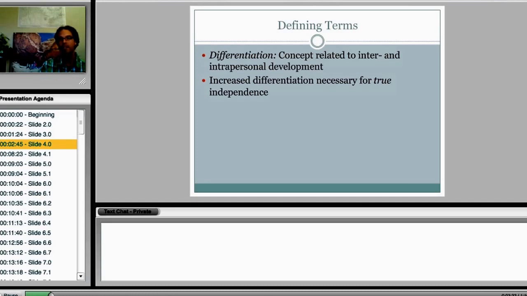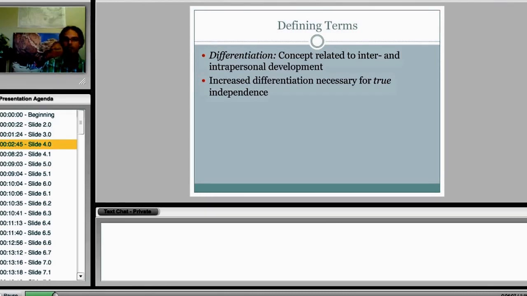The differentiation we're going to be talking about today relates to how one goes about making sense of the world for themselves, and also how they make sense of the relationships they have with other people. Again, inter and intrapersonal development. This is a developmental model. It comes from the field of family therapy. Dr. Murray Bowen is one of the founders and creators of this concept.